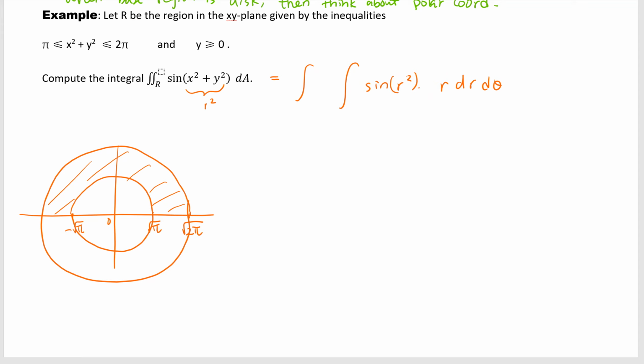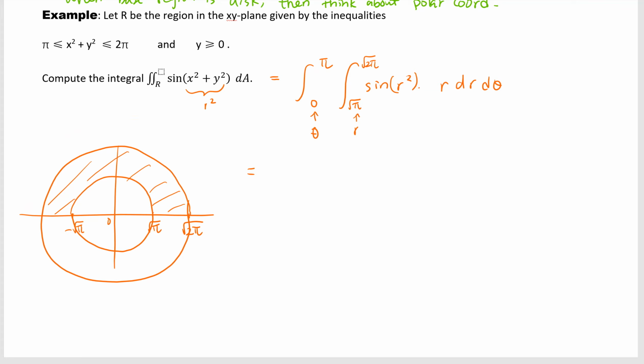Okay, and now, what is r? Well, r goes from square root of pi to square root of 2 pi. Sorry, square root of pi, not pi over 4. Why do I say pi over 4? Interesting. Okay, how about our theta? So our theta goes from 0 to, what is this? This is pi. So far, so good, everybody? Alright, so these are the theta values.